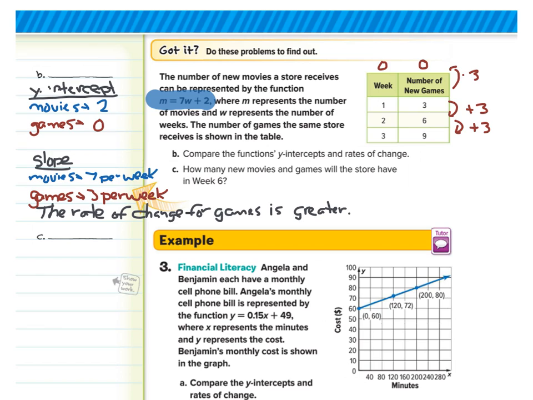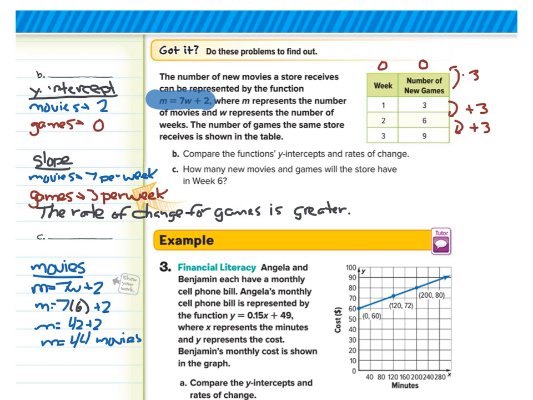Now when we look at question C, how many new movies and games will the store have in week 6? Well, for movies, we can just use that equation. M equals 7w plus 2. And we can make a substitution in here. We're looking at the 6th week, so 7 times 6, then plus the 2. So movies will be 42 plus 2. So at week 6, we'll have 44 movies.